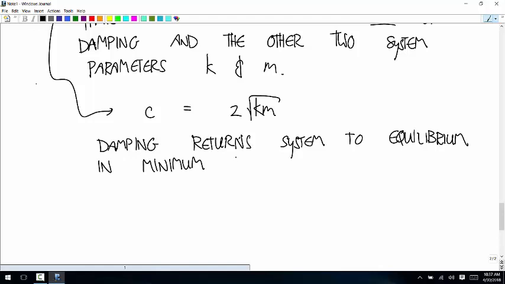I guess it's not that it returns to equilibrium, it's that it returns there permanently, or basically gets that vibration damped down faster than any other way. And so if you're designing a system, like some kind of damper that's designed to eliminate vibrations, you want to find this value of c. And this is called critical damping.